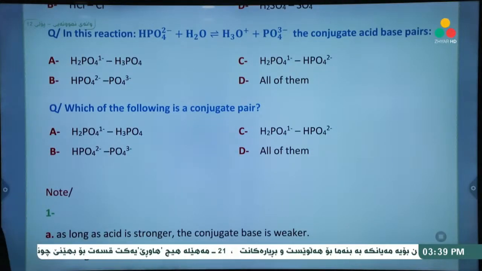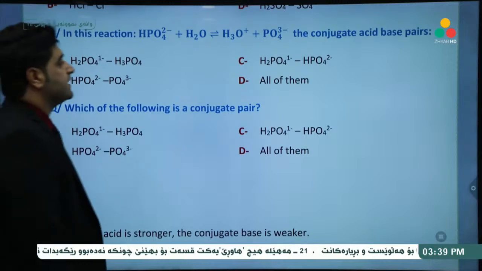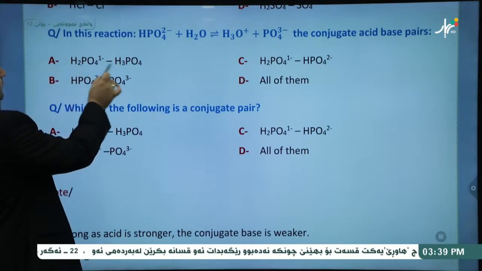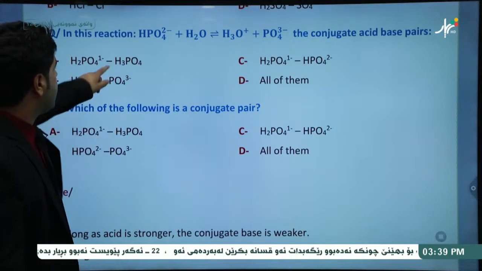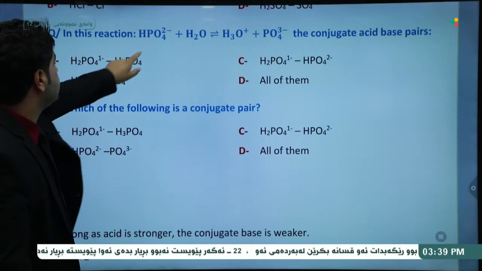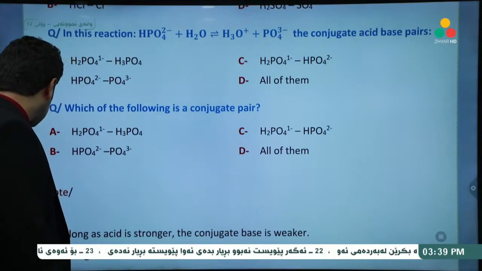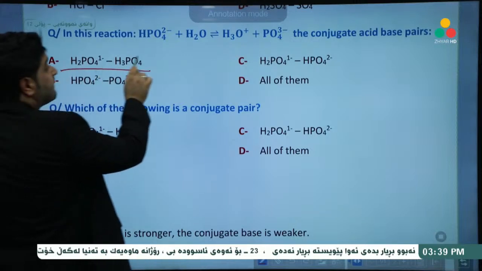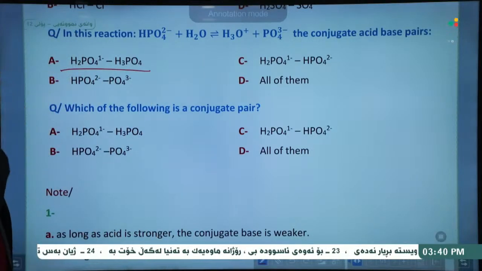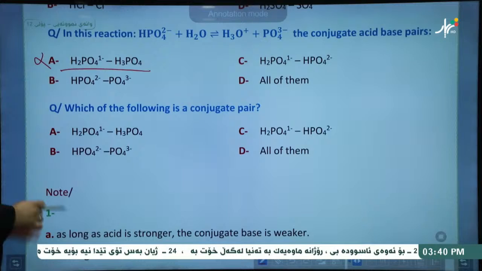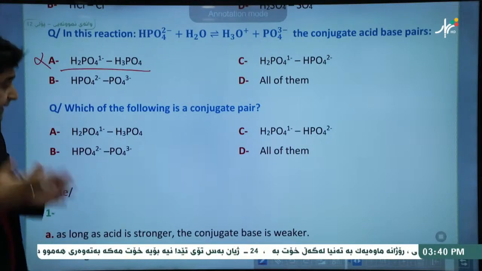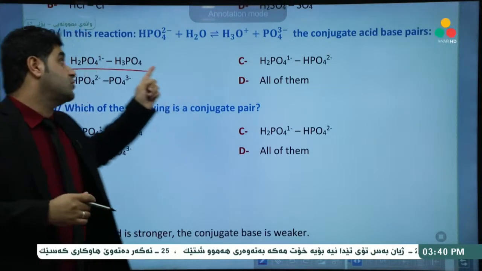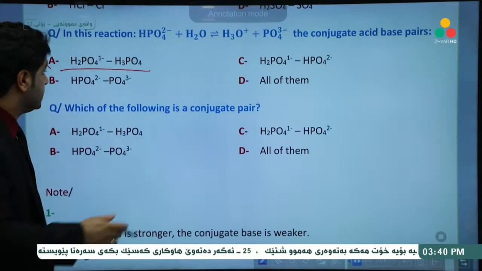In this reaction, HPO4 negative 2 and H2O, is that a conjugate acid-base pair? Yes, it's a pair, teacher. But do we get this pair in this reaction? No, so it's not right. They differ from each other by one hydrogen, so it is a conjugate acid-base pair, but not within this reaction, because we don't have that one in this reaction. Okay, understand.